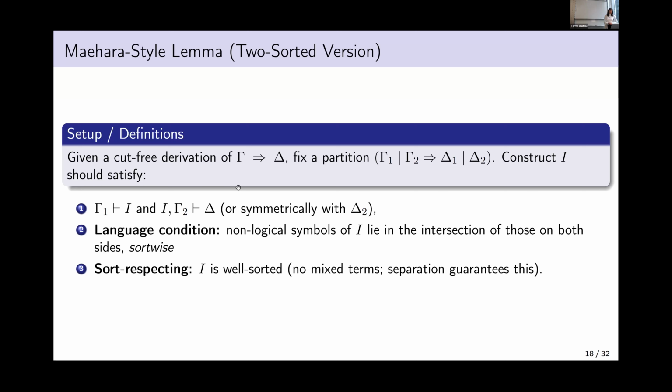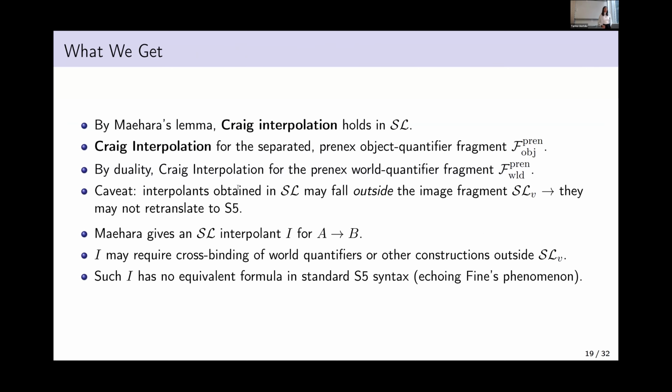Given a cut-free derivation of a sequent and a fixed partition, we construct the interpolant in such a way that it satisfies these two conditions. So non-logical symbols of the interpolant lie in the intersection of both sides, and you respect sorts, so it's well sorted. The separation of sorts is the key idea here.